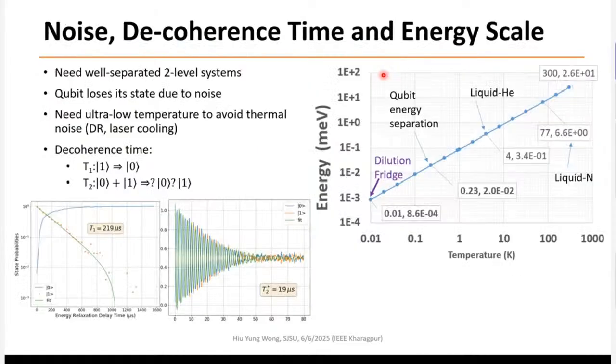Okay, so we talk about decoherence. I want to go deeper again. I said that we need to have a well-separated two-level system. But what is the separation between them? Unfortunately, for the systems we have so far, they have a very tiny separation. They are only on the order of 20 micro eV. So that is very small. It corresponds to about 200 millikelvin of thermal energy.